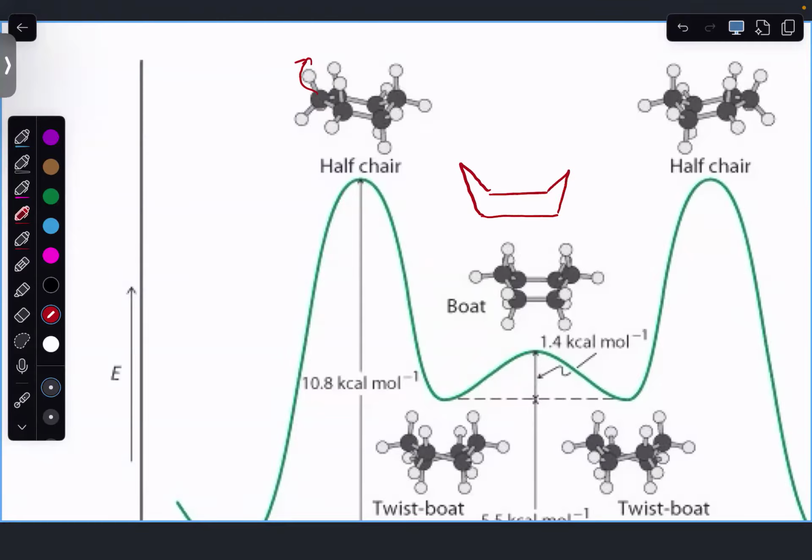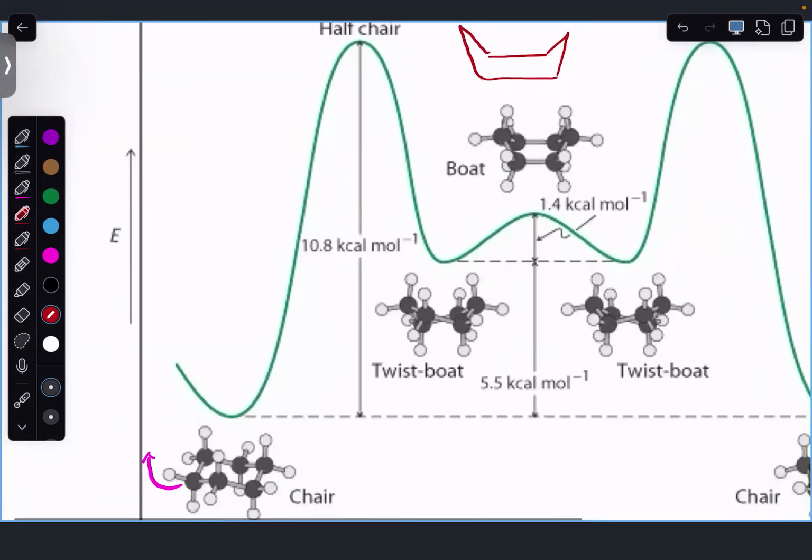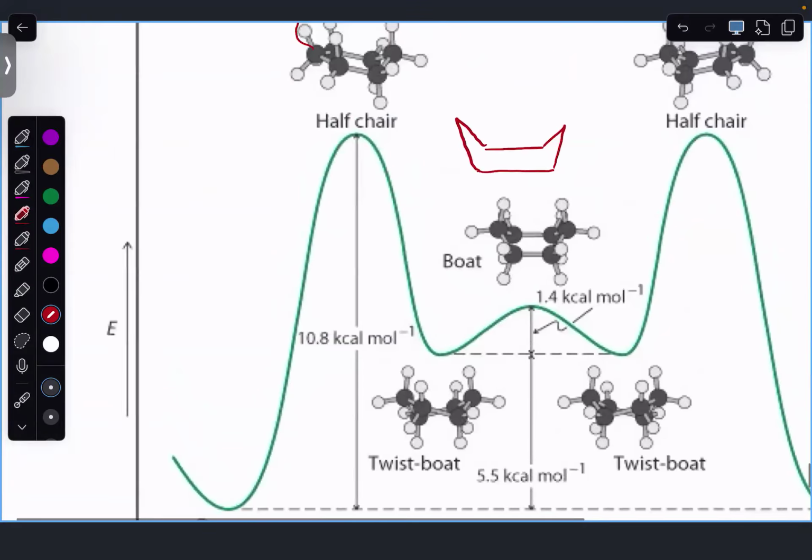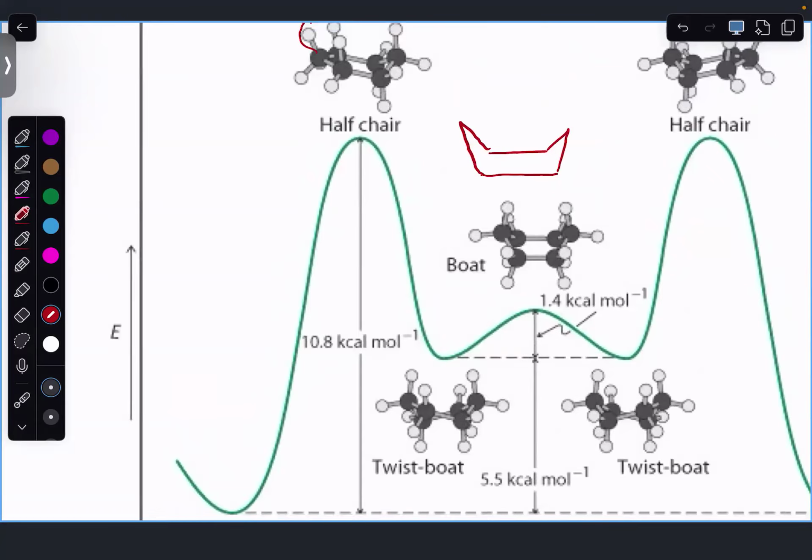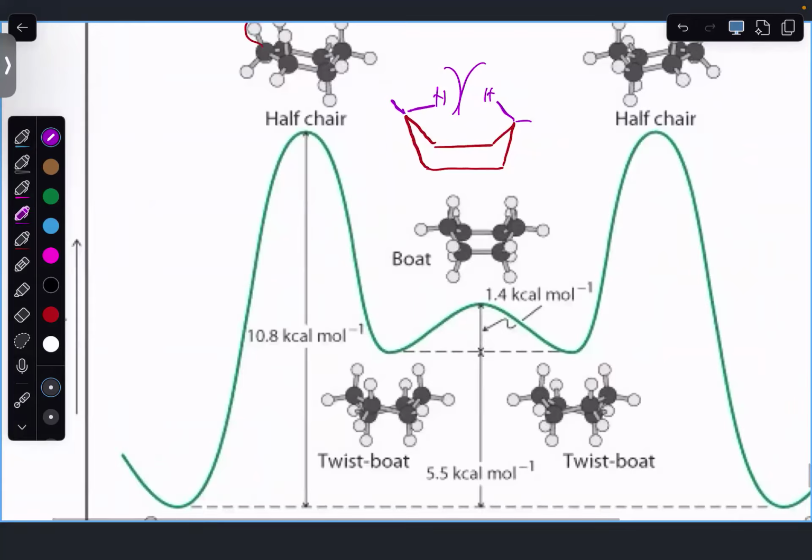this is not a great conformation either. You'll notice that the boat is significantly higher than the chair. And that's because you get a lot of eclipsing interactions from the seat. And then you also have these hydrogens that start bumping into each other. All right. So that formation of the boat is half of the journey of the chair flip.